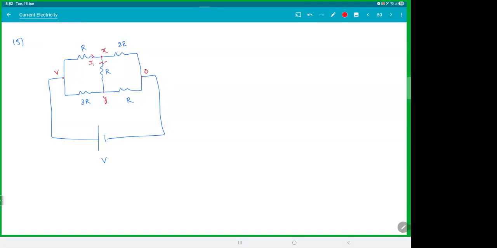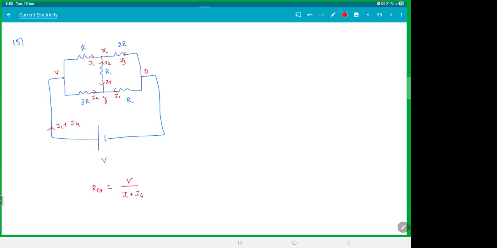We'll say I1, I2, I3. Then we will say this is I4, I5, and I6. And then we will say the current here is I1 plus I4. So R equivalent is V by I1 plus I4. So your job was to find X and Y, then find I1 and I4, and you're done. Go ahead. That's the whole process.